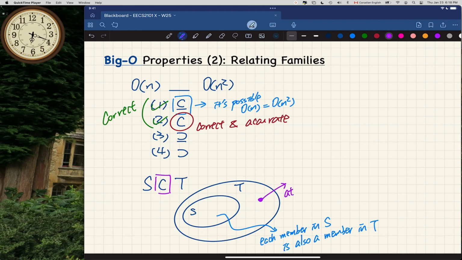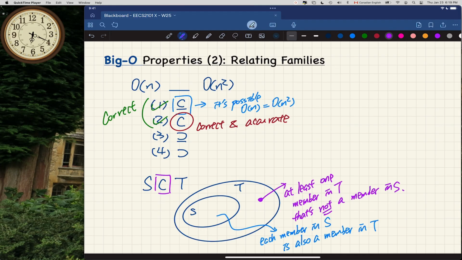There is at least one member in T that's not a member in S. All right, that's just a quick review about proper subset. How do we apply this little property into our context of the big O family?